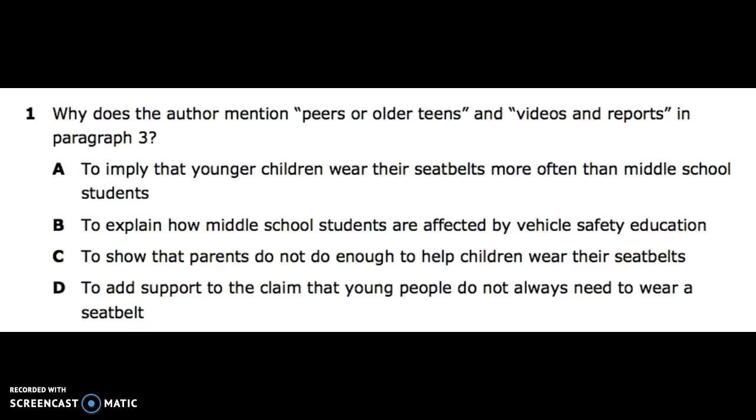A. To imply that younger children wear their seatbelts more often than middle school students. B. To explain how middle school students are affected by vehicle safety education. C. To show that parents do not do enough to help children wear their seatbelts. D. To add support to the claim that young people do not always need to wear a seatbelt.